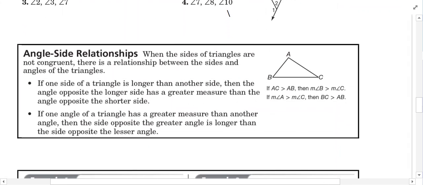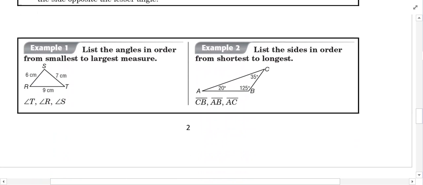The next thing we're going to talk about is angle-side relationships. So we're looking at triangles where the sides are not congruent. The longest side is opposite the largest angle. The smallest side is opposite the smallest angle. So looking at this one right here where they asked us to list the angles in order from smallest to largest, be careful to read which way they want to do it.